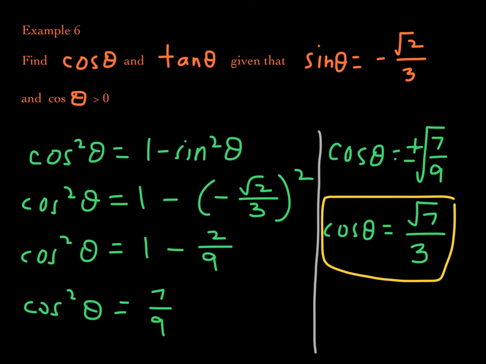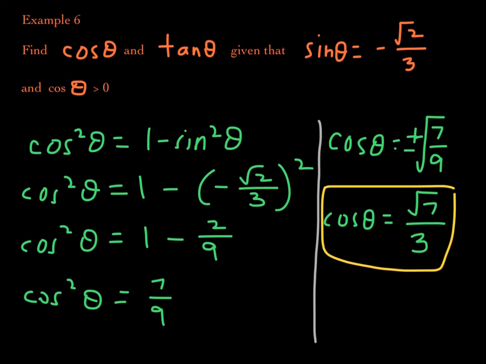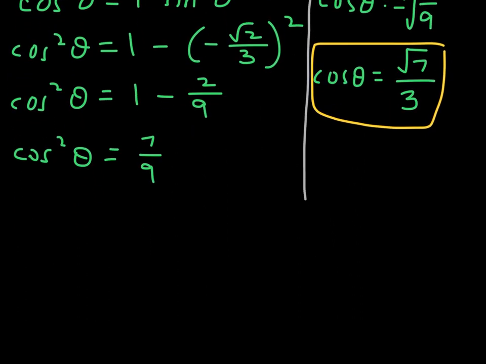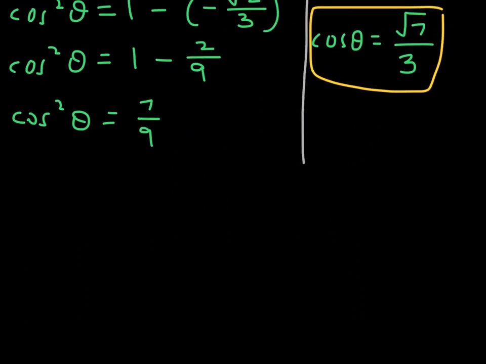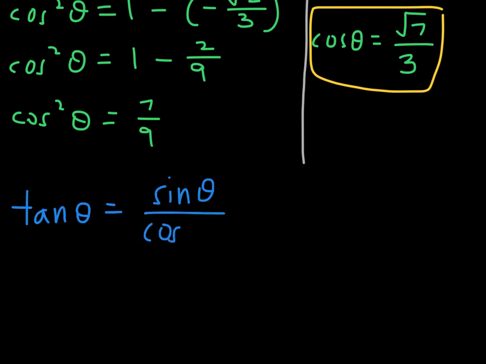Okay, now they want us to find tangent of theta as well. To find tangent of theta, I suggest we use a quotient identity. So let me move this up for us, but leave cosine of theta on the board. All right, we have this identity that tangent of theta is equal to sine of theta over cosine of theta. And they gave us sine of theta: negative root 2 over 3. And we just found cosine of theta to be root 7 over 3. So let's just simplify this, and then we have our answer.